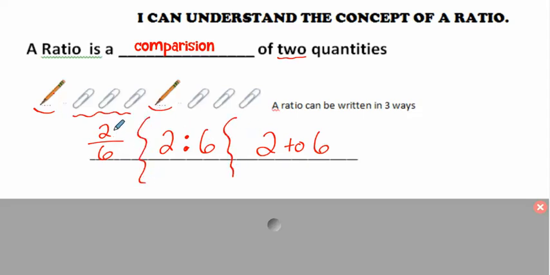Okay, you can write it where it looks like a fraction. You can write it with a colon in between the two numbers, 2 to 6. Or you can use the word to. Okay, so go ahead and write that down.